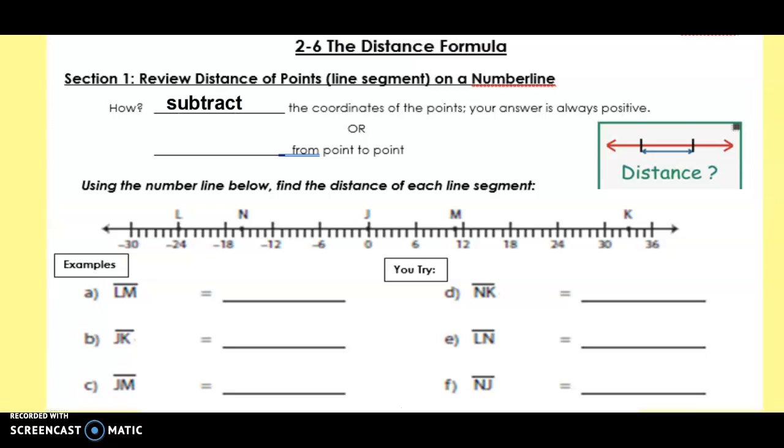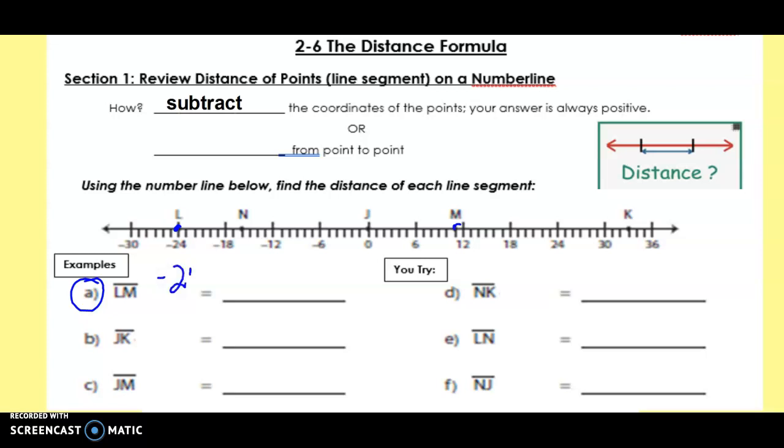All right, so let's take a quick review of distance of line segments on a one-dimensional number line. If you remember, we looked at this earlier in the year, and the method was to subtract the coordinates of the points. And also remember that your answer is always positive. Coordinates are the numbers that are associated with the letters, the points. So if we're looking at example A here, L, M, the first thing you need to do is identify the points.